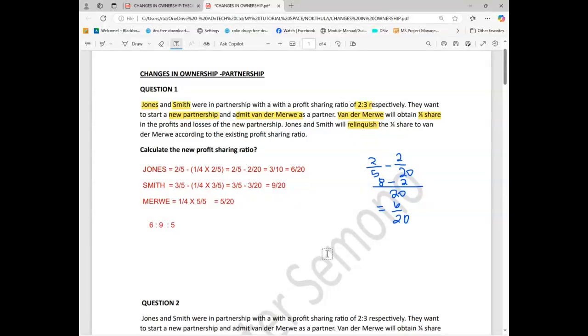Okay, I'm lost now. How did you get to that 6, 9, 5? I copied them. 6 here, 9 here, 5 here. I just write them here. You took the numerators. Okay, I get you. So the new ratio for the three of them is this one.